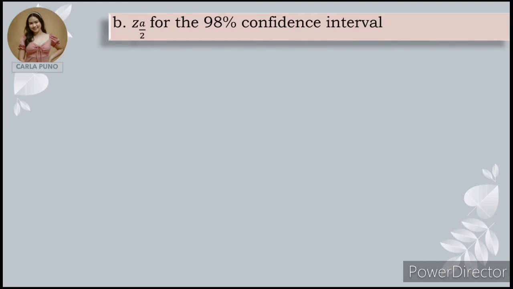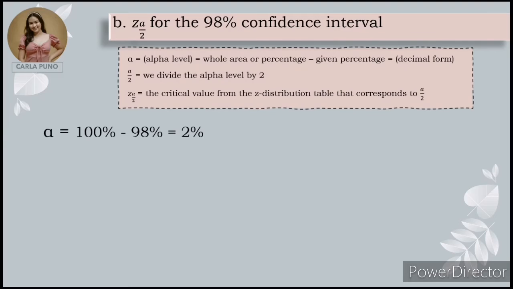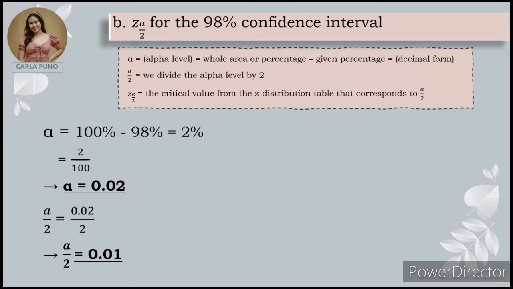Next, we have letter B. Z sub alpha divided by 2 for the 98% confidence interval. First, we are going to look for the value of our alpha. 100% minus 98% equals 2%. And then we divide 2 by 100, so we get its decimal form. Now we have alpha equals 0.02. And next, we are going to divide it again by 2. Now we have alpha divided by 2 equals 0.01.